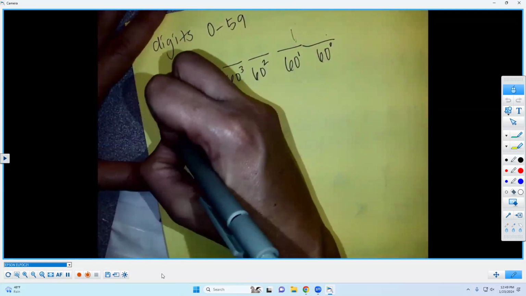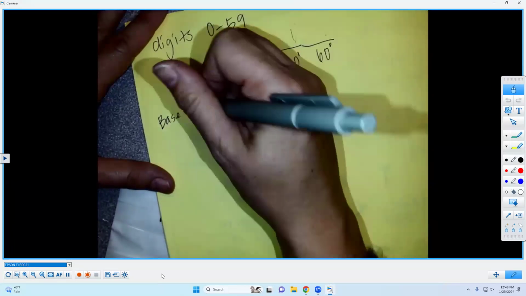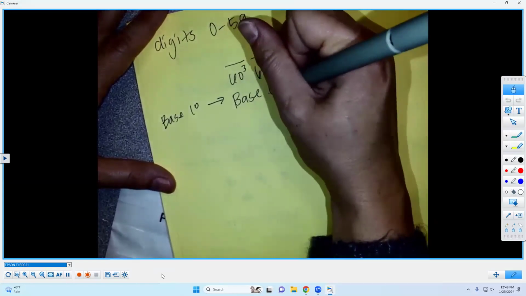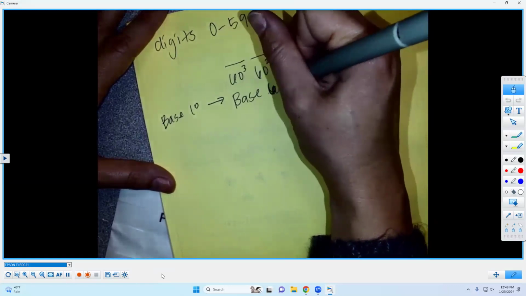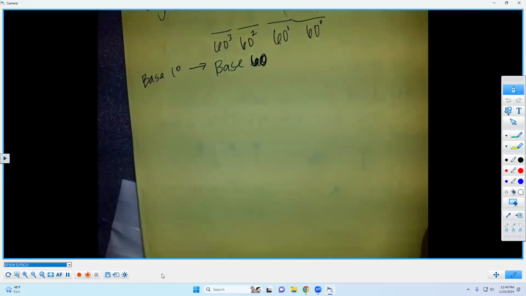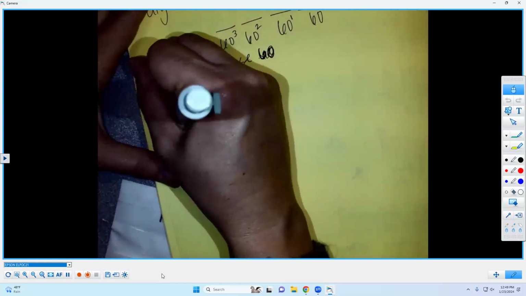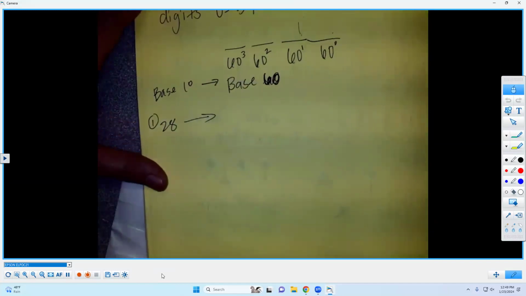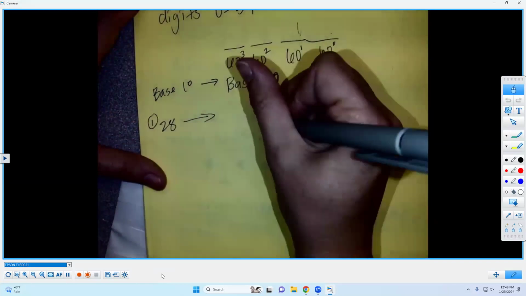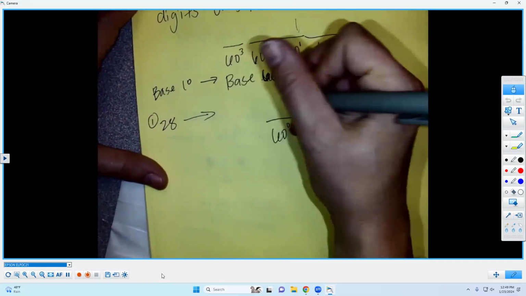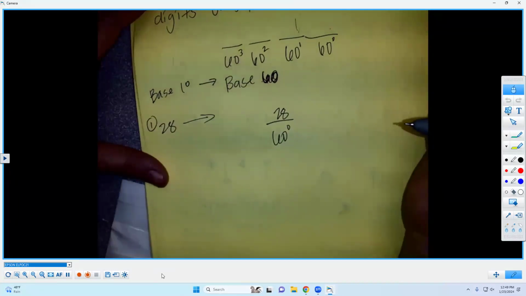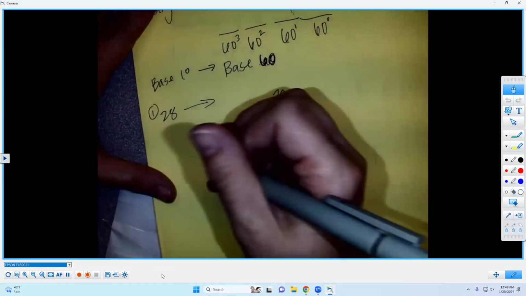So let's practice writing some numbers in base 60. We're going to go from base 10, which is our number system, and write it in base 60. Once we get the idea of the math behind it, we'll start putting the symbols on it. So let's write the number 28. How do we write the number 28 in base 60? It would just be in the ones place. It would just be the number 28.